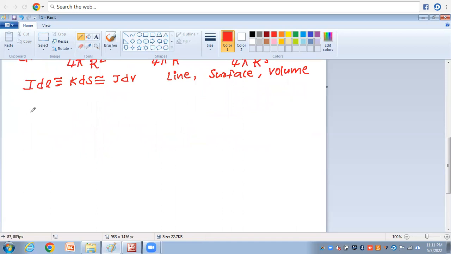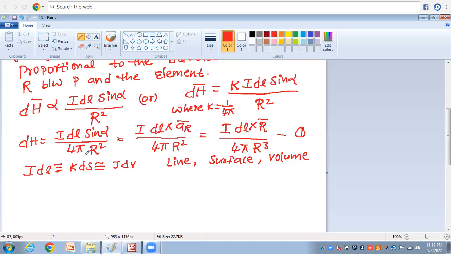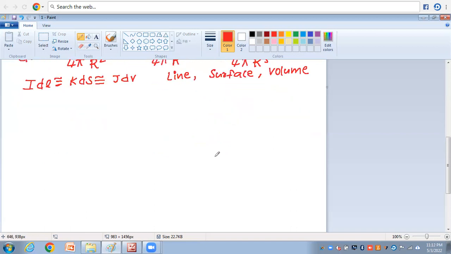Now, the final expression: differentiation, then if you do integration on both sides, finally H equal to the integral of I dl cross a R bar by 4 pi r square. If it is r bar, I can write r cube. So this is for the line current.